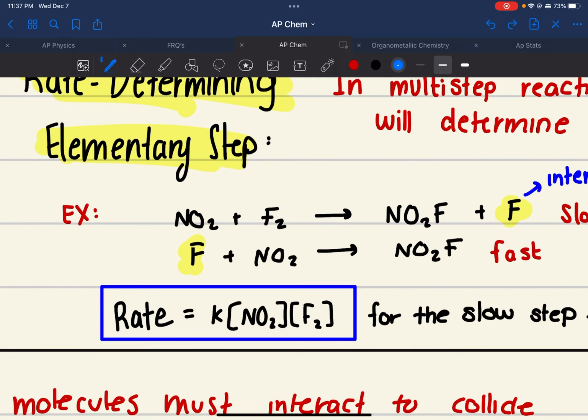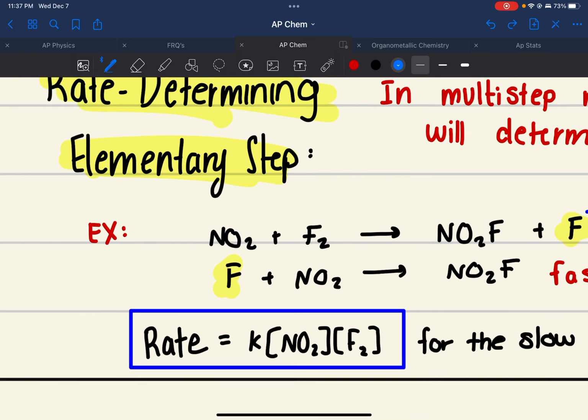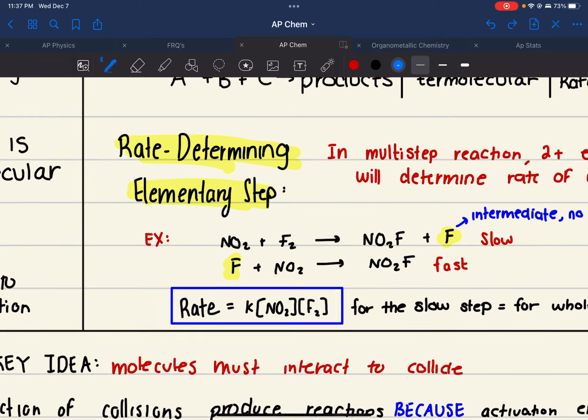That's your rate. But let's say it was 2 NO2F. It would be NO2 to the 2. And this is something you can only do in elementary steps. Only in elementary steps, okay?